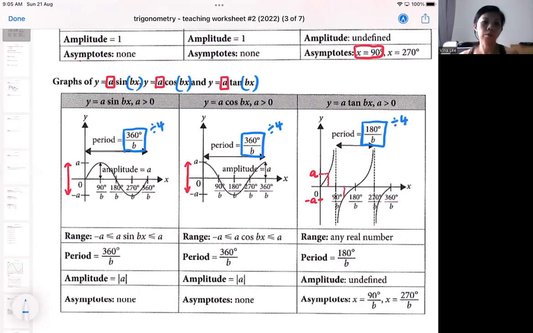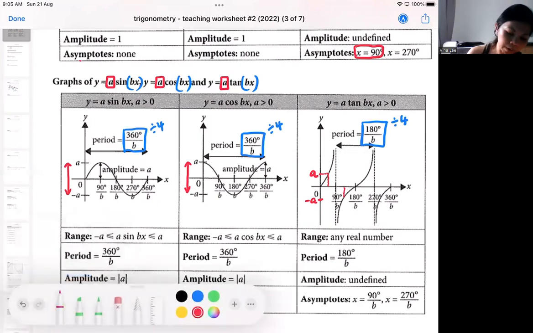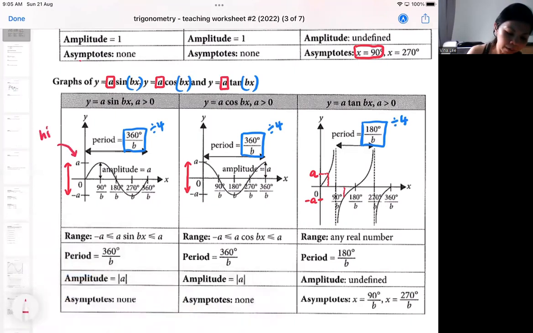So later on, I will show you the effect. So if we add in a number before the function, that number is responsible for the amplitude. So that number is also responsible for the highest and the lowest.